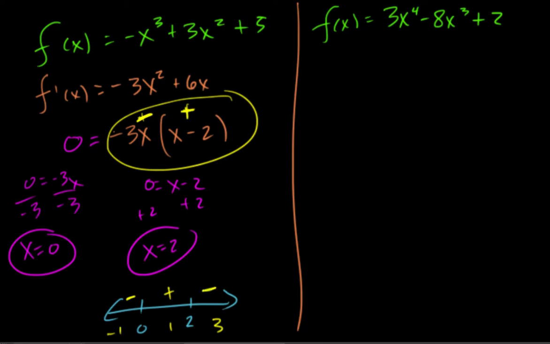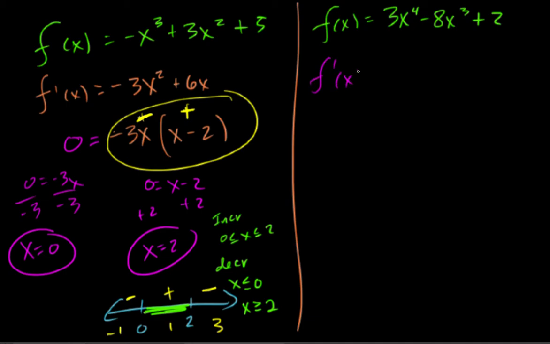And so we are increasing when we're in between 0 and 2 because of the plus sign. And then we're decreasing when x is less than or equal to 0 and when x is greater than or equal to 2. Okay, over here we'll do something similar.